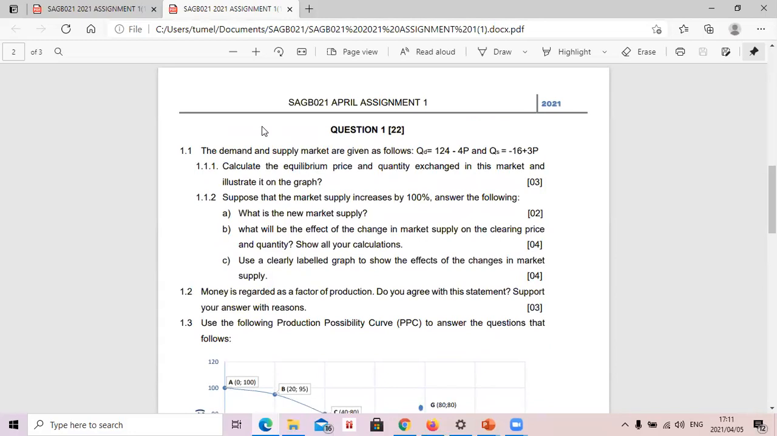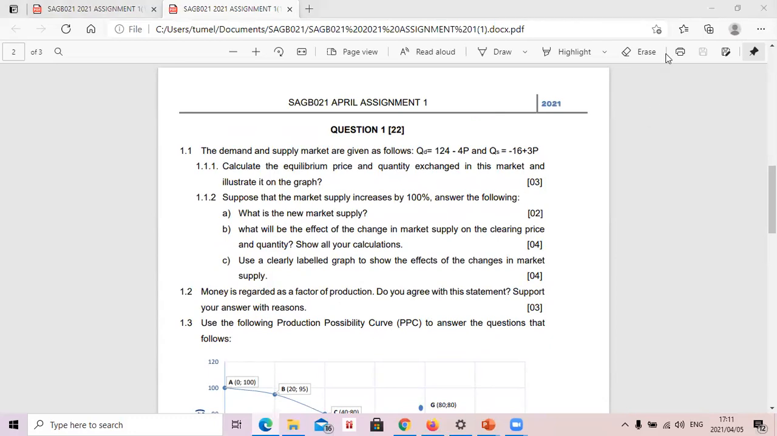1.2, money is regarded as a factor of production. Yeah, money is a factor of production. That is what they are saying. Do you agree with this statement? Is money a factor of production? No. So your answer will be no, and you support your answer with reasons.